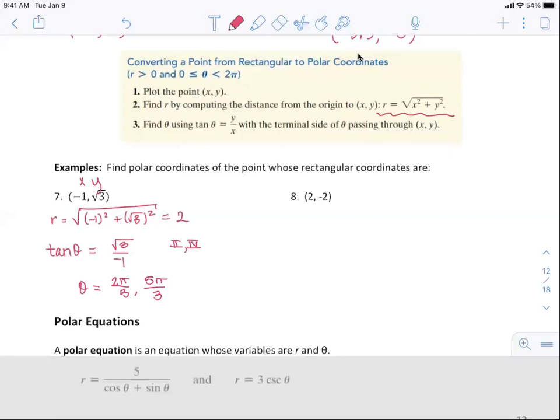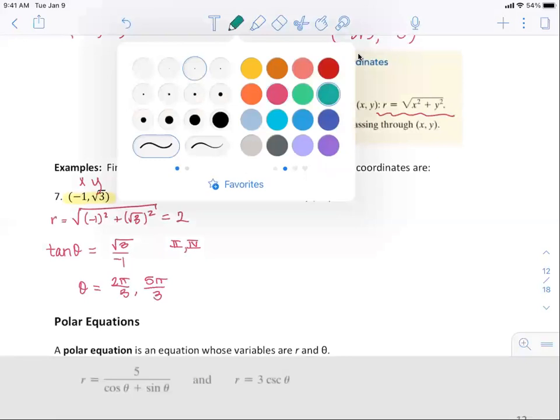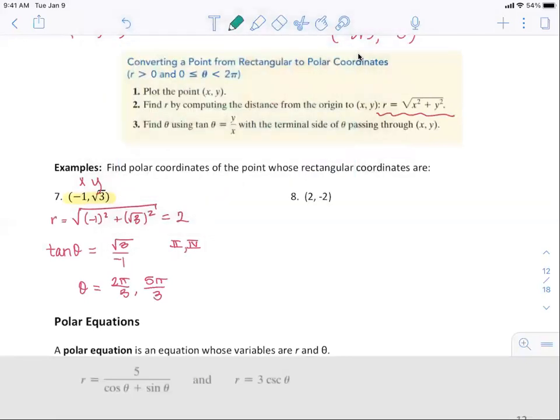However, we can determine the quadrant we want based on the ordered pair that we have. The ordered pair has a negative x and a positive y, so this would be quadrant 2. That tells us that 2 pi thirds is the value we want for theta. So the ordered pair is 2, 2 pi thirds. That's our r comma theta, that's our polar coordinate. So go ahead and pause for a moment and try number 8, and I'll come back with the answer in just a couple of seconds.